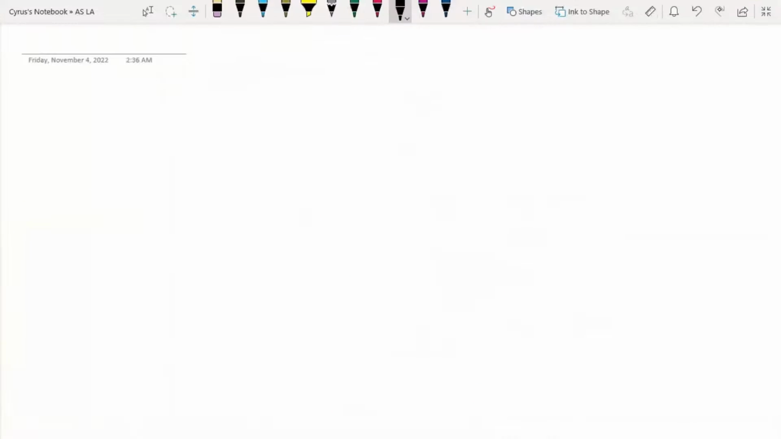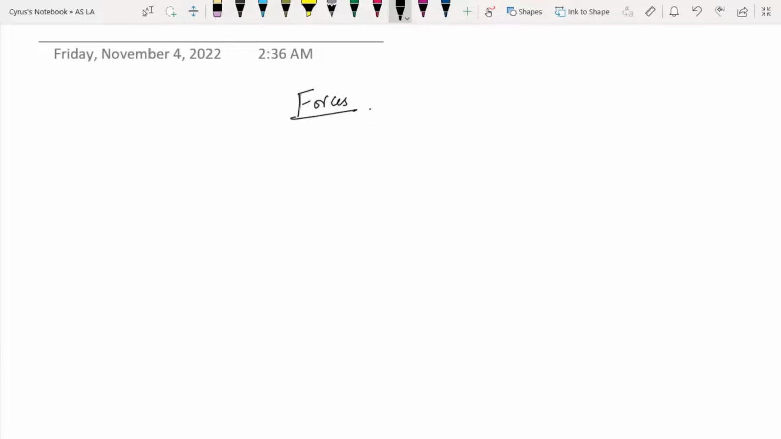We are starting the forces here. ठीक है, और जो forces होती हैं वो what are the forces? I'm going to begin. We're going to start from the moment of force and then we'll proceed.